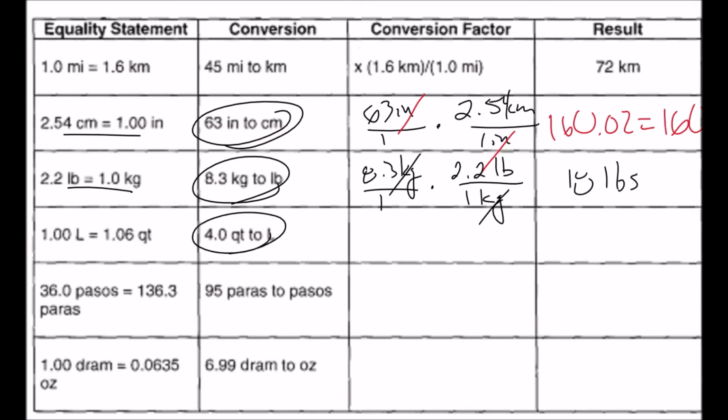The next problem has 4 quarts to liters. As always, I want to begin with what I'm given, 4 quarts, and set up my conversion factor, 1 liter over 1.06 quarts, such that quarts cancel and are replaced with liters. This works out to 3.8 liters. The same would continue for the next 2 problems.